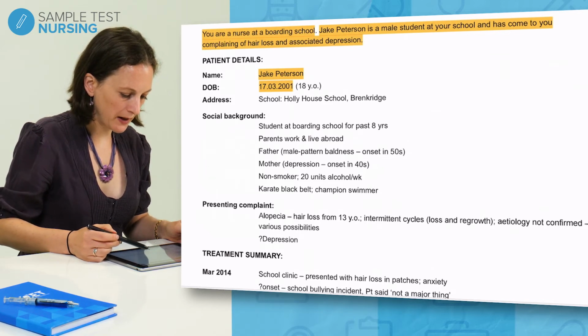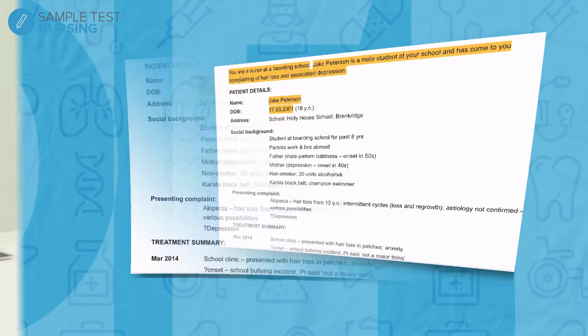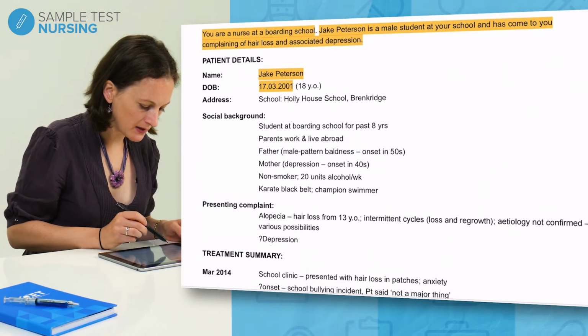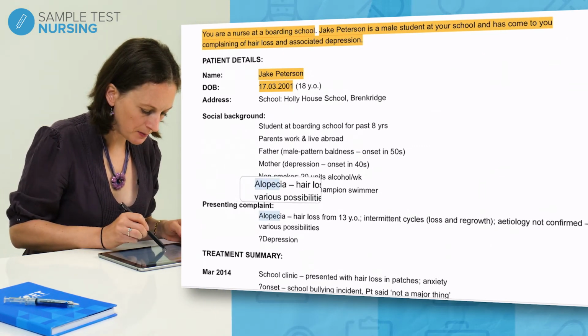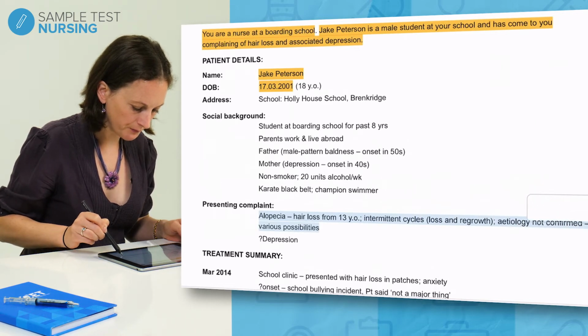From Jake's social background, I can see that there are a lot of details here that I don't need to include in my letter. I notice that his father has male pattern baldness, but as it onset in his 50s, it's unlikely to be linked to Jake's current hair loss. Moving on to the presenting complaint, all of this information is going to be important for me to include to the reader as the reason for writing.